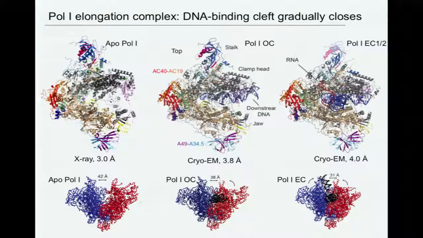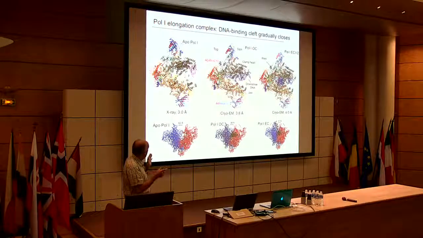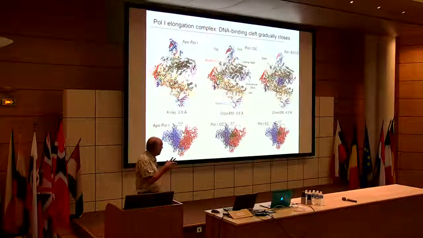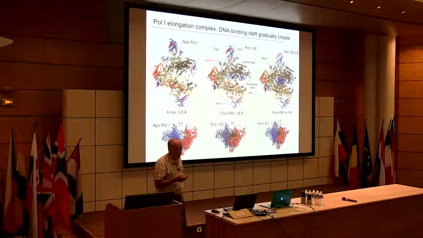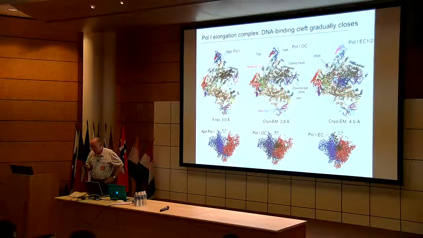We can now compare these conformations with the structure which we initially obtained by X-ray crystallography. And what we see is that the DNA binding cleft is gradually closing. Here we have a 42 angstrom distance between the outer parts, and then in the open complex, the DNA cleft closes, and it closes further in the elongation complex when it is in the process of transcribing the DNA duplex.